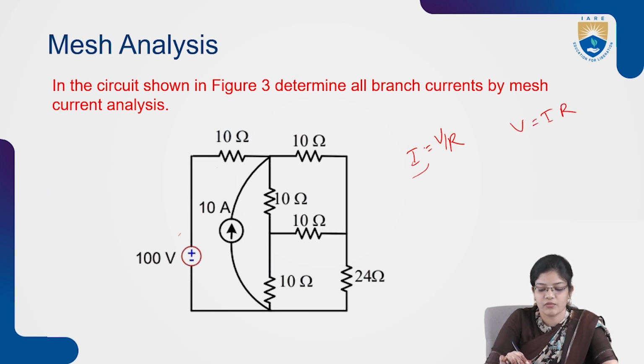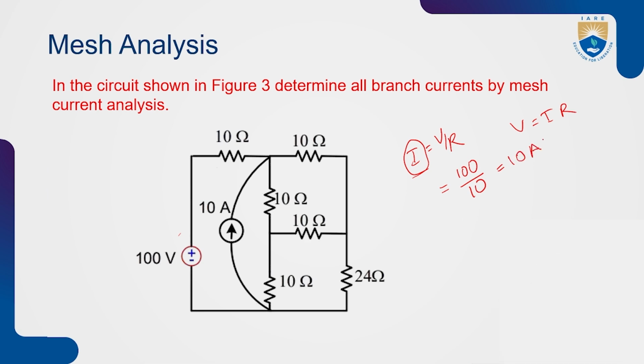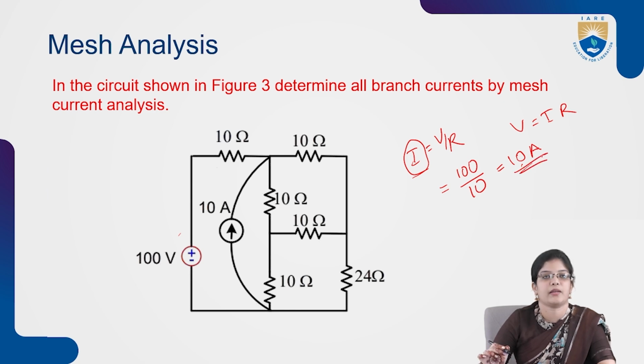As we are converting the voltage source and resistance into a current source, we are using the formula I is equal to V by R. So by substituting the values of V and R, it will be 100 by 10. So the value will be 10 amperes. So the value of the current is taken as 10 amperes.